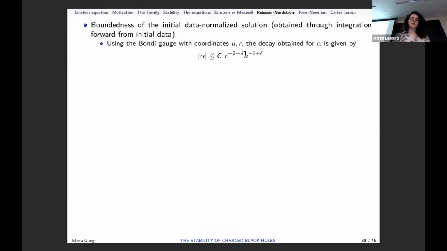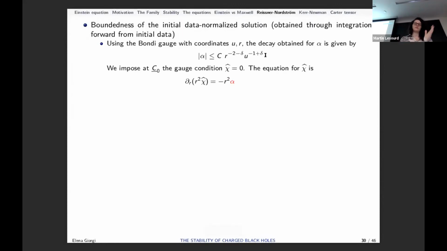If you have some r to the 1 minus 2 minus delta, then you can, for example, impose at initial data a condition chi hat equals 0. Then the nabla 4 equation of chi hat is sourced by alpha, and it's given by this sort of equation. Since alpha decays like r to the minus 2 minus delta, this gives you some r to the minus delta.